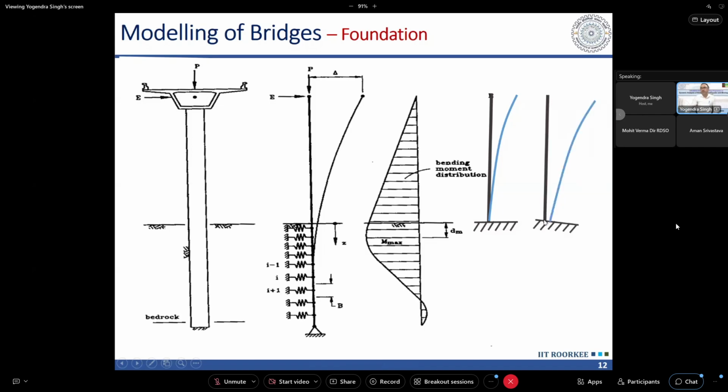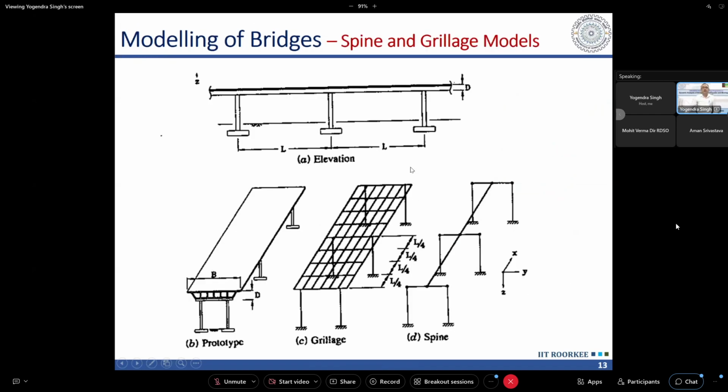So when the ground also deforms, the soil also deforms, we will have translation and rotation. This translation will not have much effect on the behavior of the superstructure, but the rotation of the foundation is important because that will give rise to additional displacement, and due to that additional displacement, there will be additional P delta effects.